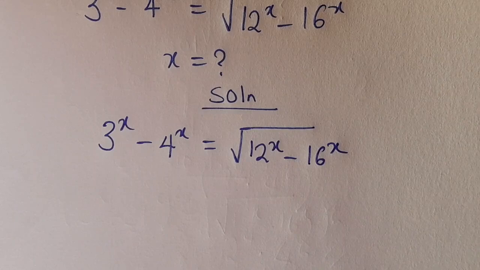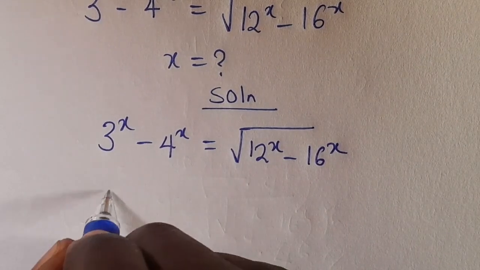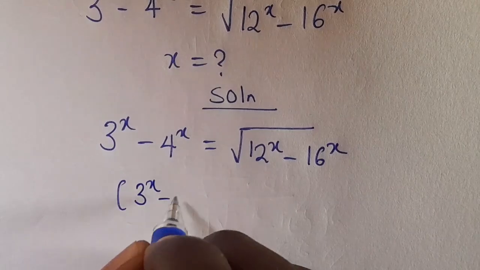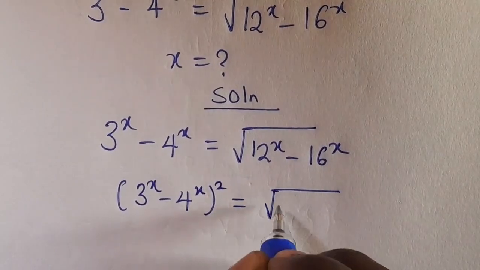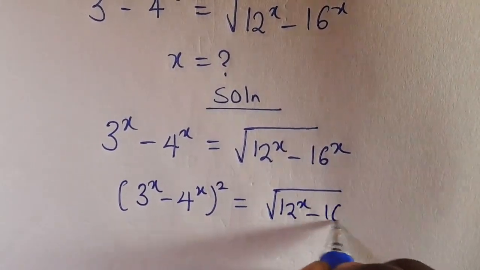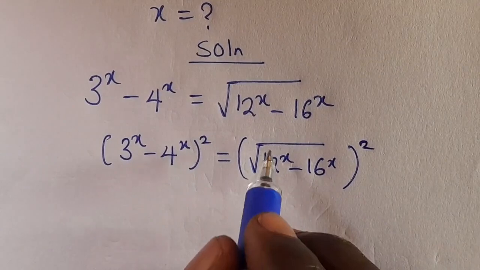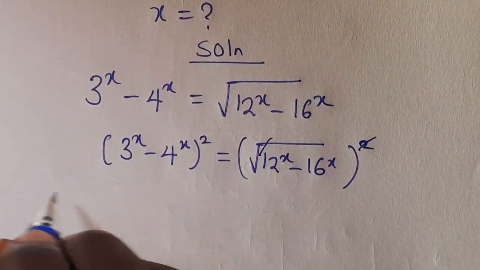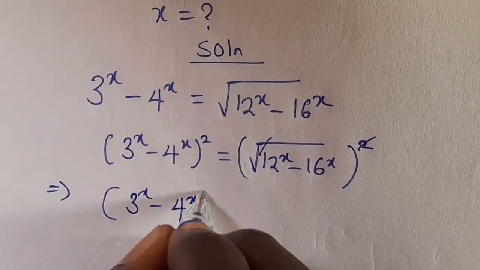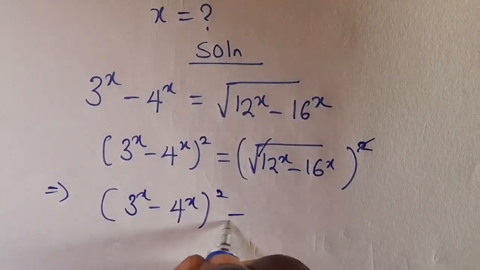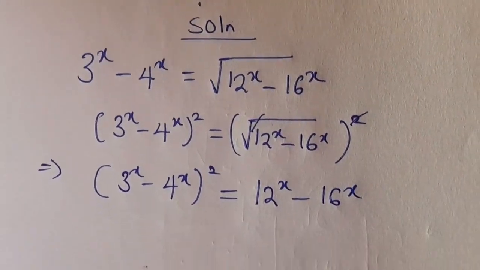Now to eliminate these square roots, we can take square of both sides as 3 to the power of x minus 4 to the power of x all square equals square root of 12 to the power of x minus 16 to the power of x all square. So obviously this will cancel this. Then we have here to be as 3 to the power of x minus 4 to the power of x all square equals 12 to the power of x minus 16 to the power of x.